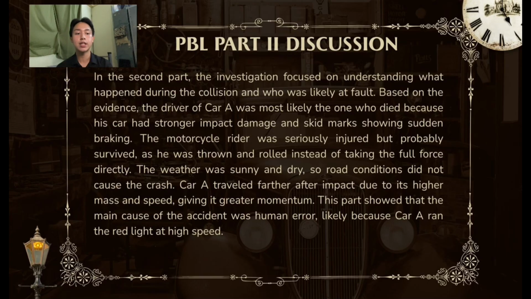Weather and road conditions were ruled out as causes because the day was sunny, dry, and clear, which means good visibility and normal friction. Therefore, the main factor behind the accident was human error, most likely because car A ran the red light and entered the intersection too fast.